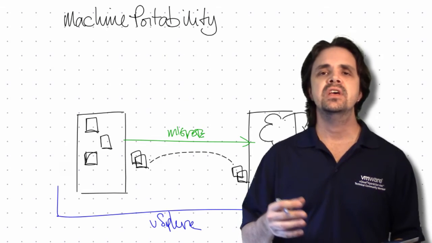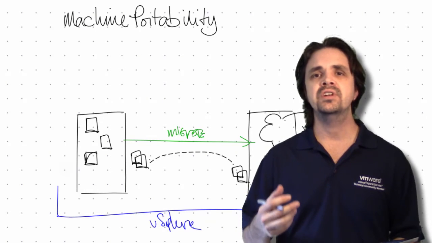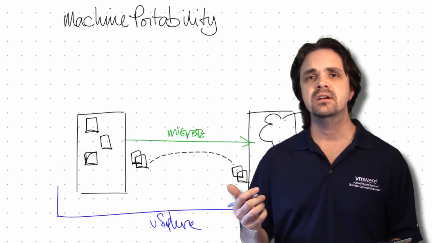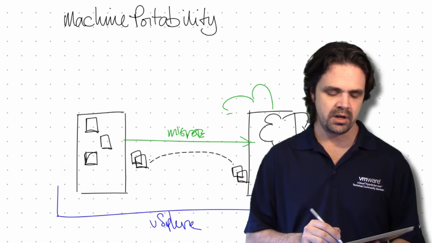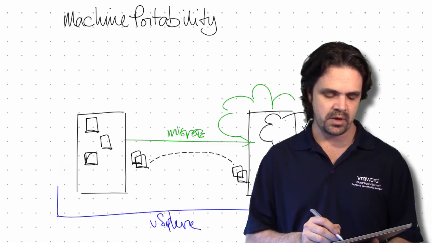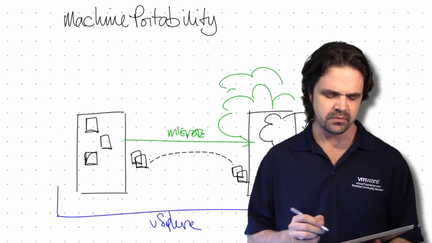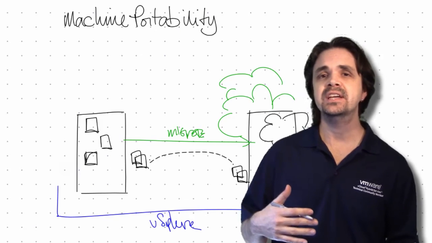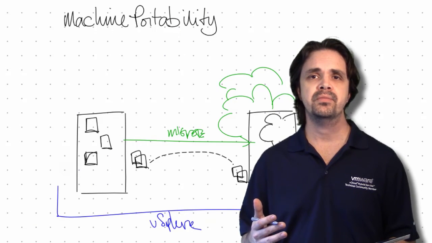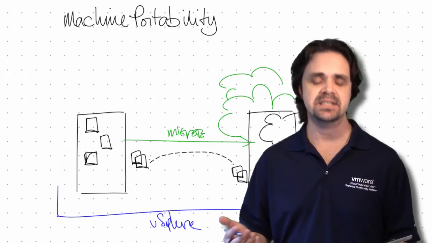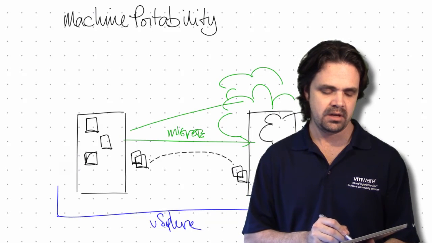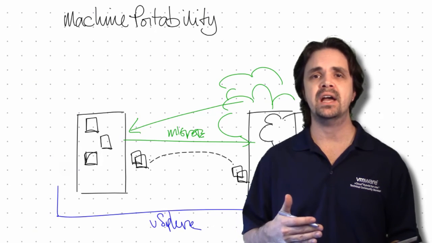This also means that we could move that workload not only into vCloud Air, but using vCloud Connector could move that workload into other clouds as well. So now that workload is becoming significantly more portable. And once it's out in the cloud, doesn't mean that that's where it has to stay. It also has the ability to move back.